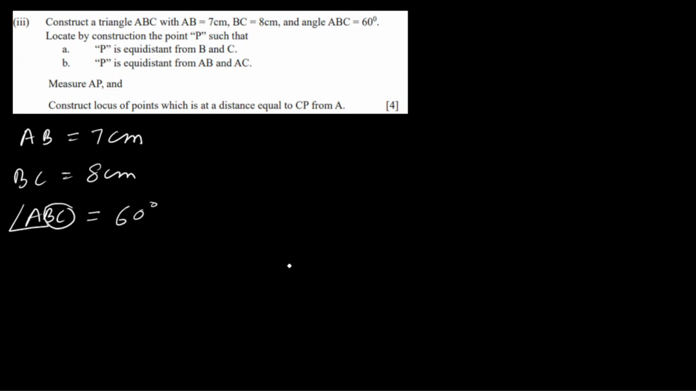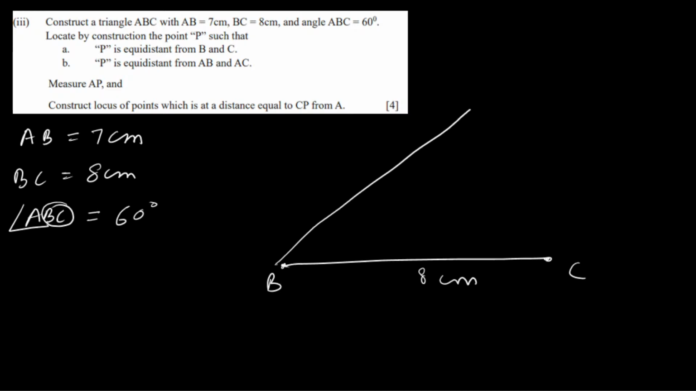So if I am drawing BC, first of all I have to draw one line segment BC. From the angle you can get an idea: B is the angle, and with B, BC is there. So first we'll draw BC, 8 centimeters. Then we will draw angle B of 60 degrees. Then on this line we will cut an arc at a distance of 7 centimeters and complete the triangle, and here we will get point A.